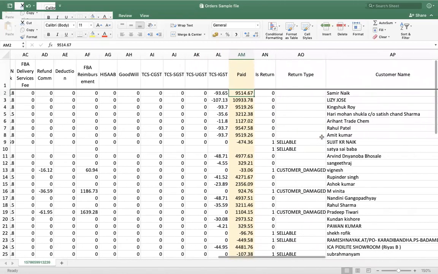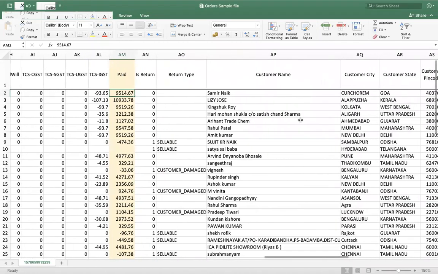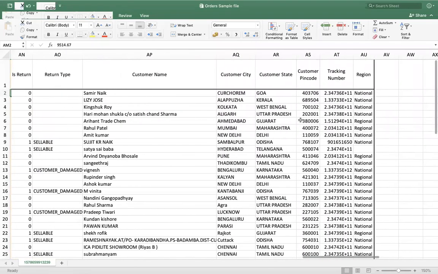It also gives you other information in terms of whether it's a return, what is the name of the customer, the city, the state, and what is the tracking number by which this order was shipped, and in which shipping zone Amazon has deducted the money, whether it's a regional, a local, or a national.